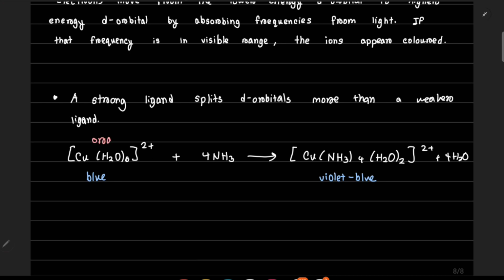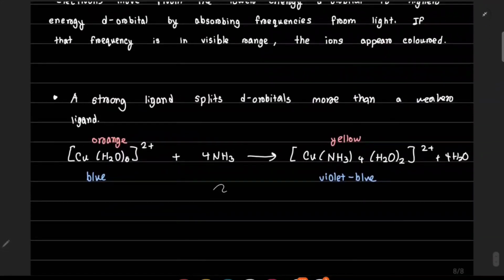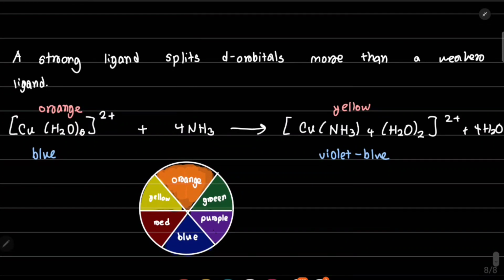In this case, orange light was being absorbed. The complementary color of orange is blue, so the compound appears blue. And for [Cu(NH3)4(H2O)2]2+, yellow is being absorbed, causing it to appear violet blue. Now for the complementary colors, you have a color wheel. So this is the color wheel. So if it absorbs orange light, it appears to be blue. If it absorbs yellow light, it appears to be purple.